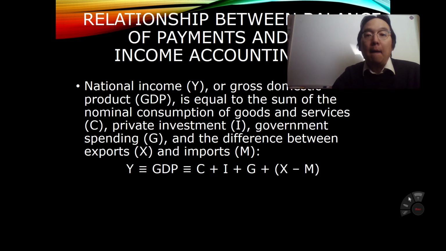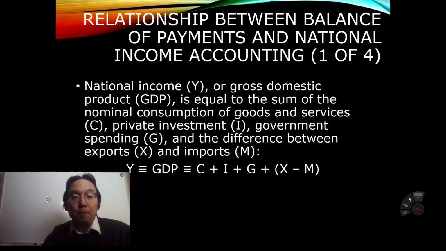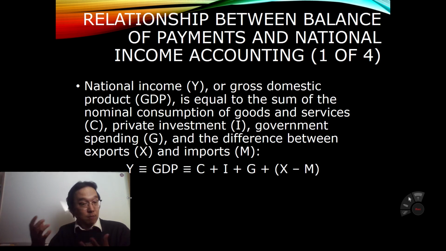Now, let us start with national income accounting. National income, which is GDP, gross domestic product, okay? That should be consumption plus investment plus government spending plus export minus import. The way I understand it is this way, okay?